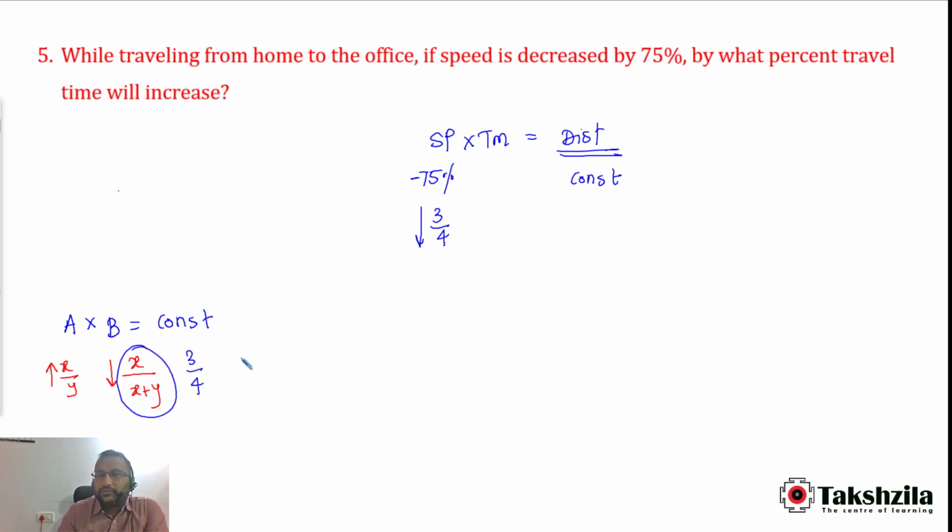So if you compare this, you can see that x is equal to 3 and y is equal to 1. So our travel time will increase because our speed is decreased. Our travel time will increase by x divided by y, that is 3 divided by 1. So if we decrease our speed by 75%, our travel time will increase by 3, that is nothing but 300%. This is how we can use this concept over here.